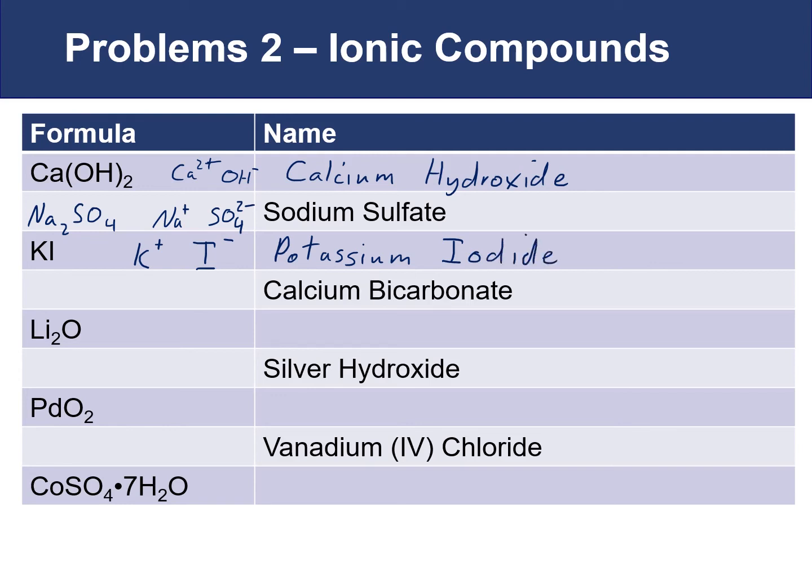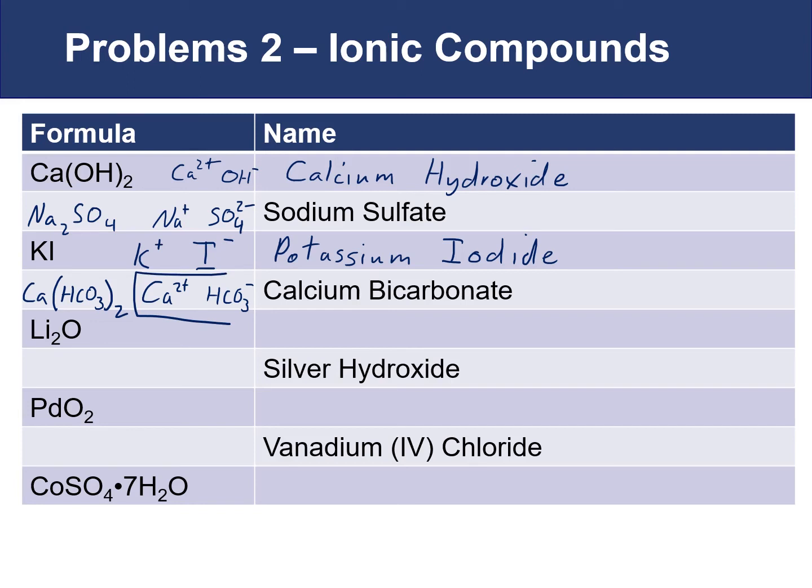Next one, calcium bicarbonate. Calcium is a +2, and the bicarbonate is HCO3-. To balance out the charge, we will need 2 sets of bicarbonates for every 1 calcium. So this would be Ca, open parenthesis, we're going to take the whole polyatomic ion, HCO3, 2. And again, that is separate.